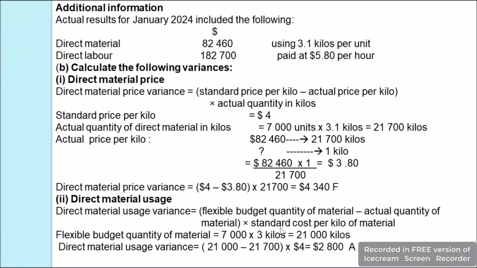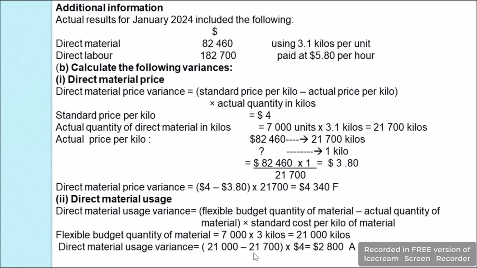You see, we know the standard cost per kilo of the material, which was given as $4. The flexible budgeted quantity of material: we are producing actually 7,000 units and the standard was 3 kilos. So 7,000 times 3 will be 21,000 kilos. So the flexible budgeted quantity of material is 21,000. The actual quantity of material which has been used was 21,700 kilos. That is, we have used 700 kilos more than what we have budgeted.